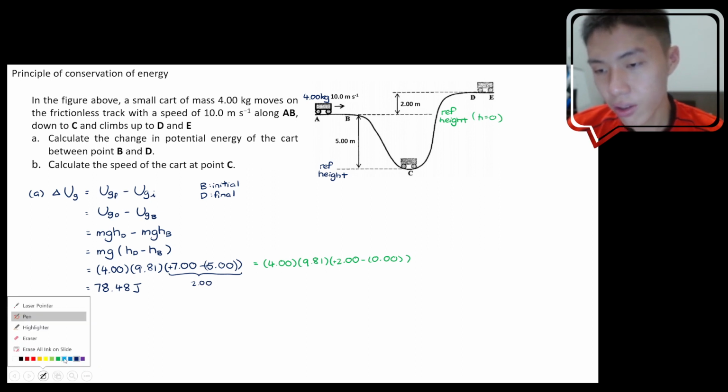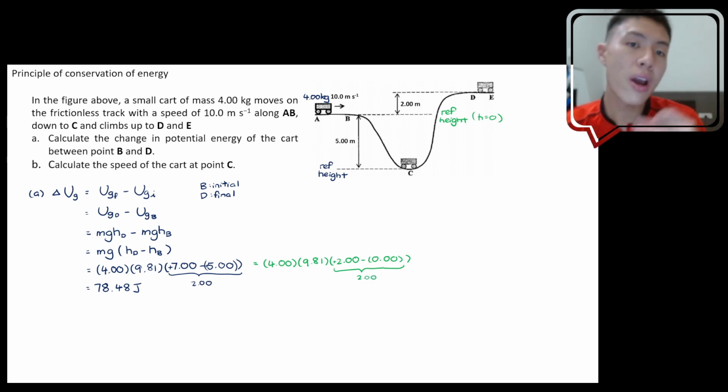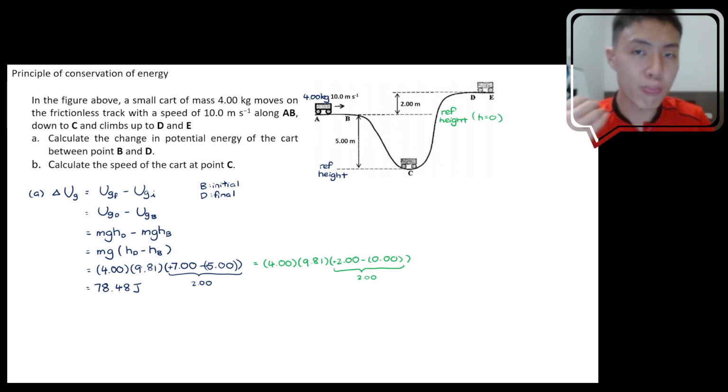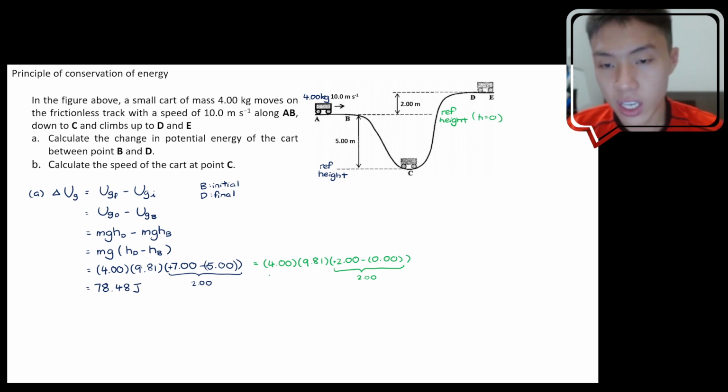And if you check it for this one, you'll see that it's also equals to 2. Okay, so what am I trying to say here is no matter where you set as the reference height, if you do your substitution, your change in your gravitational potential energy should be the same. Even though mgh_D will be a different value, mgh_B will be a different value if you pick a different point as reference height, the change of gravitational potential energy should still be the same. Okay, so if you calculate here, you still get 78.48 joule.